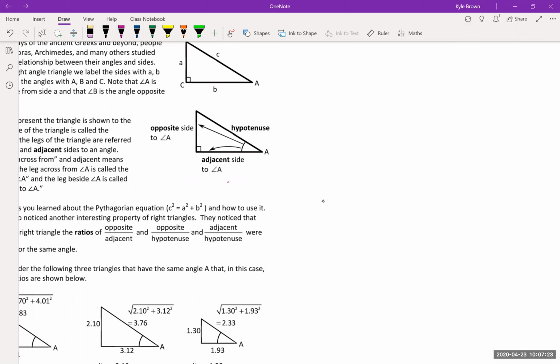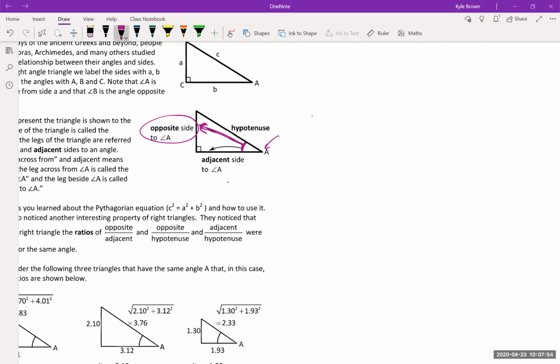So the opposite side is always going to be on the opposite side of whatever the angle was. So if I'm looking at angle A, then the opposite would be on the opposite side of it. The adjacent side is always going to be, well, adjacent to it. And the word adjacent means beside. So it's going to be beside the angle that we're looking at.